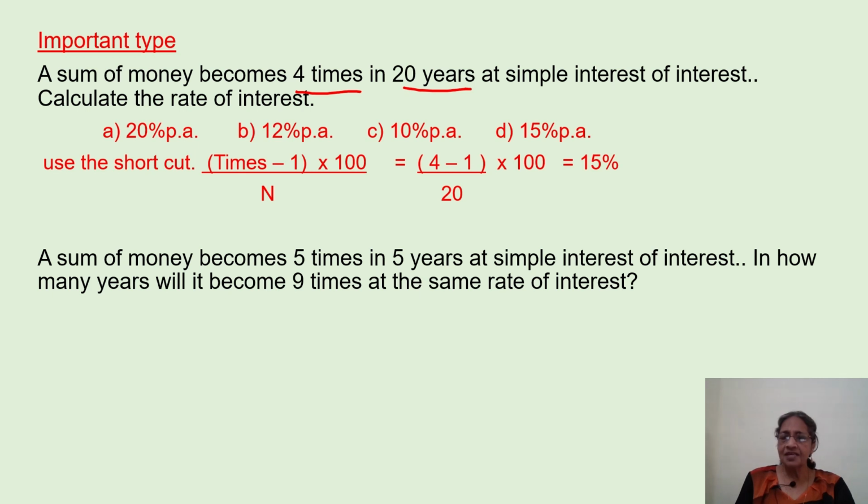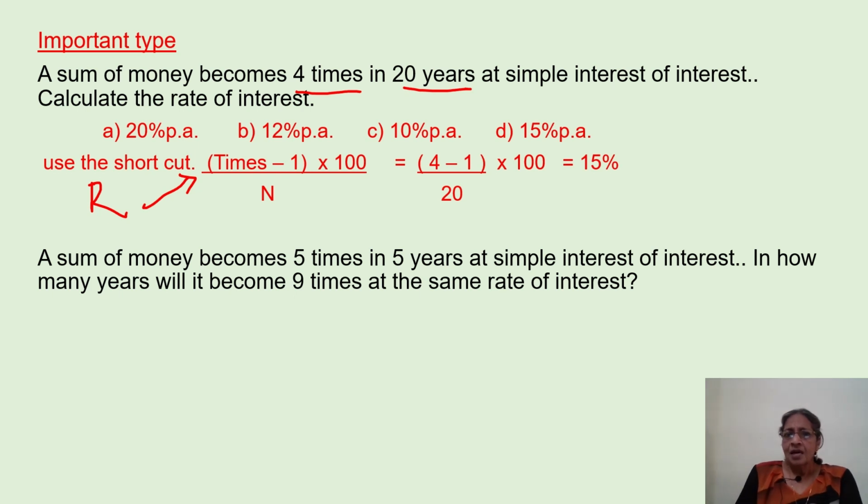Now this is very simple. It's a shortcut method. The rate of interest, R, is nothing but use this formula. So how many times do I have? 4 times minus 1, and the number of years is 20. So when I calculate, I get this as 15%.